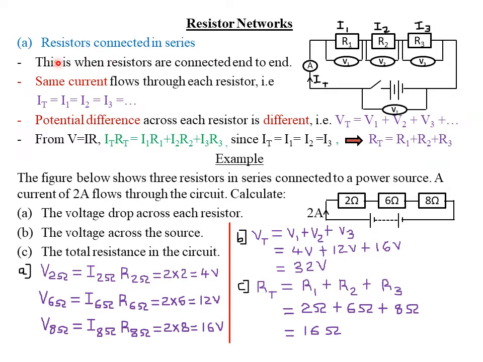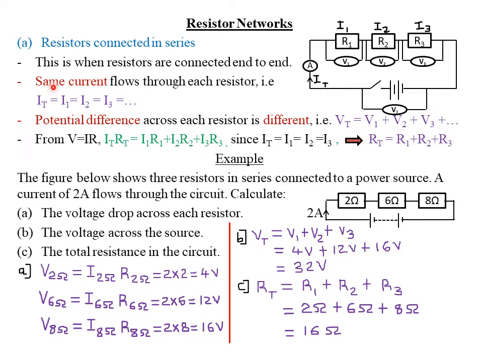Resistors are said to be connected in series when they are connected end to end, as shown in this particular diagram. Whenever you connect resistors along each other, then we say that they are in series connection. You can see our first resistor R1 connected along our second resistor R2, connected along our third resistor R3.